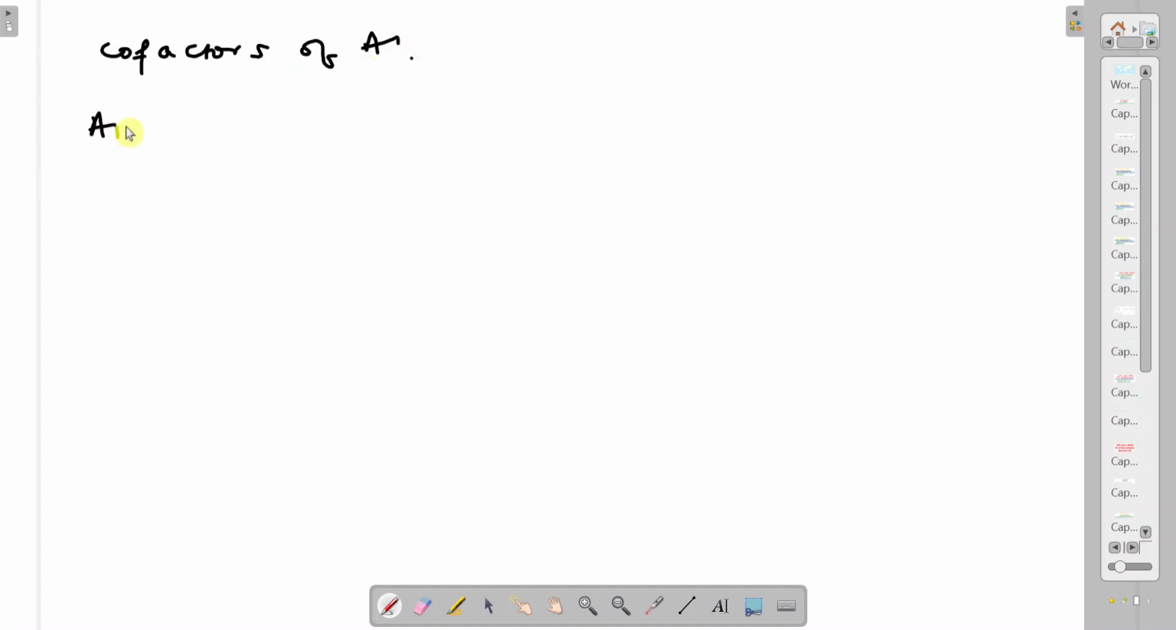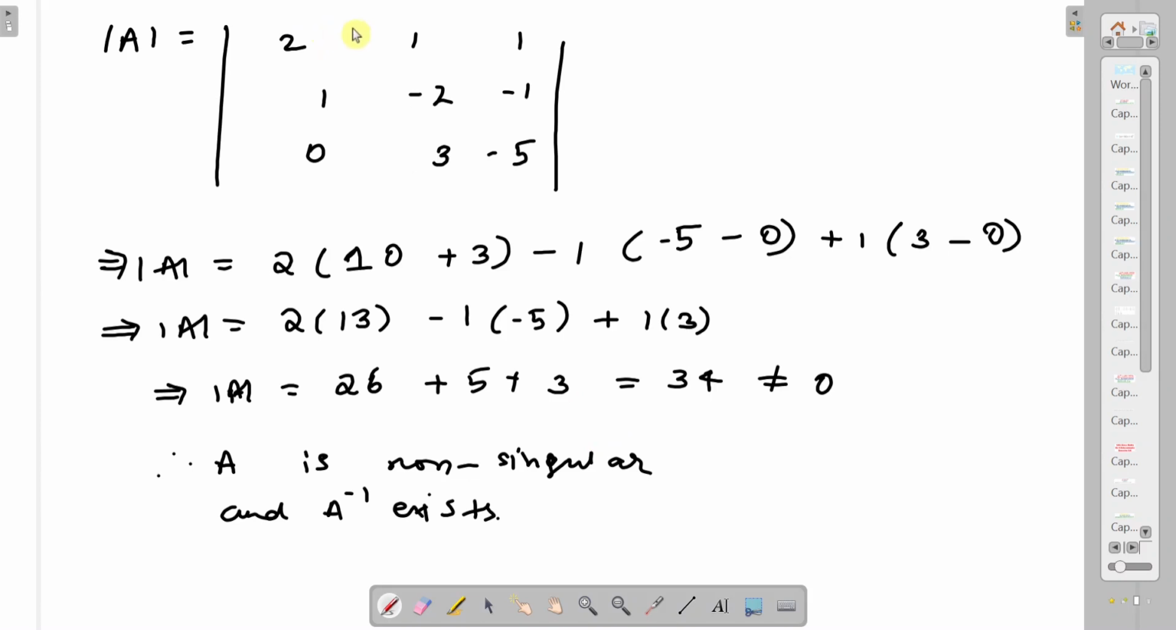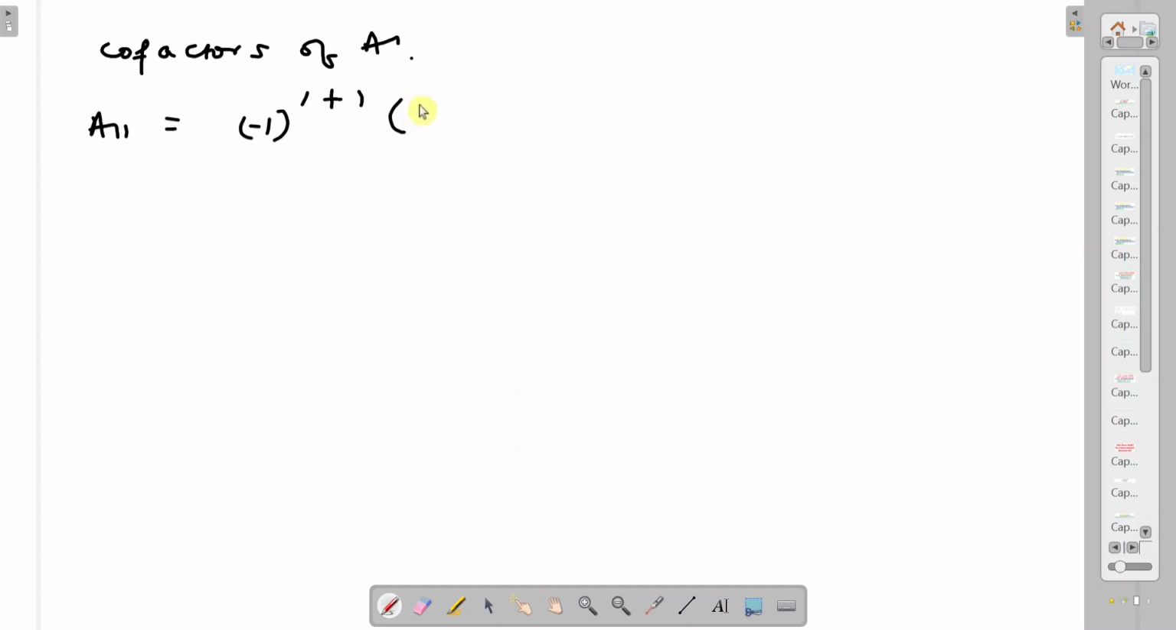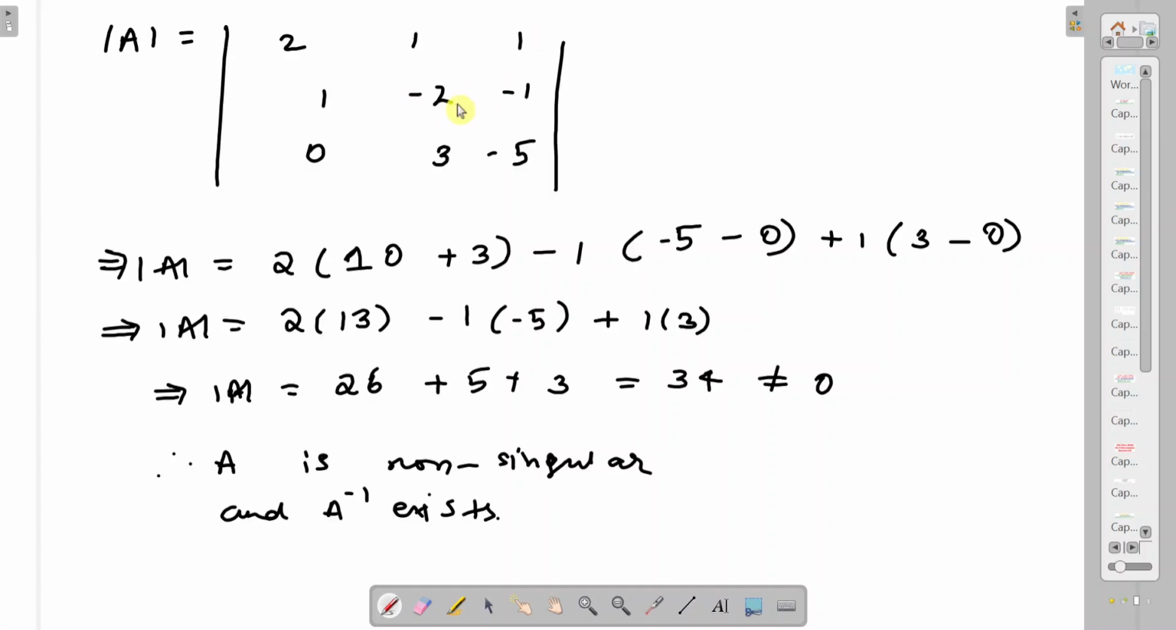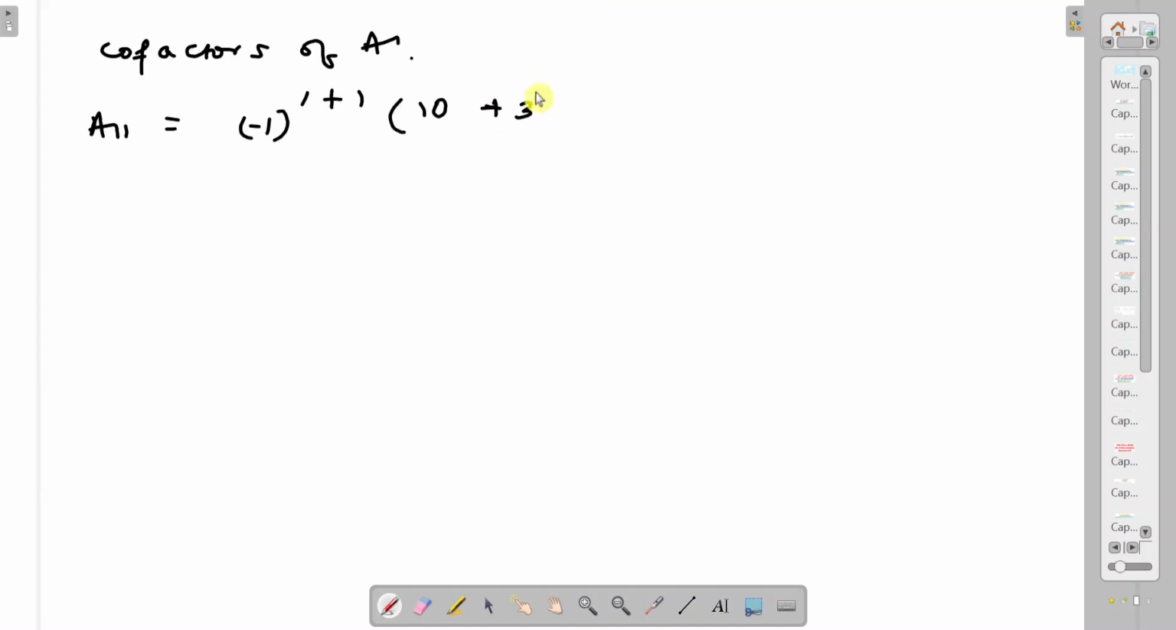So here A11 is what? Minus 1 raised to 1 plus 1 times, so first column and first row we have to hide. Minus 5 times minus 2 is 10, then minus of 3 times minus 1 is minus 3, so minus minus plus 3. Okay, so this will be equal to minus 1 raised to 2 times 13, which is 1 times 13, which is 13.